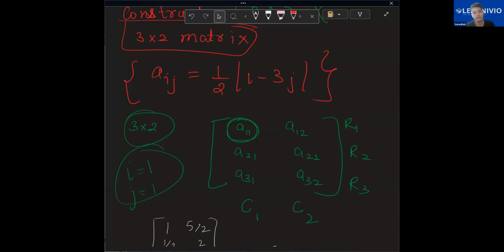And what is the determinant of a 4 cross 4 order identity matrix? Sir, can you repeat the question? What is the determinant of an identity matrix?